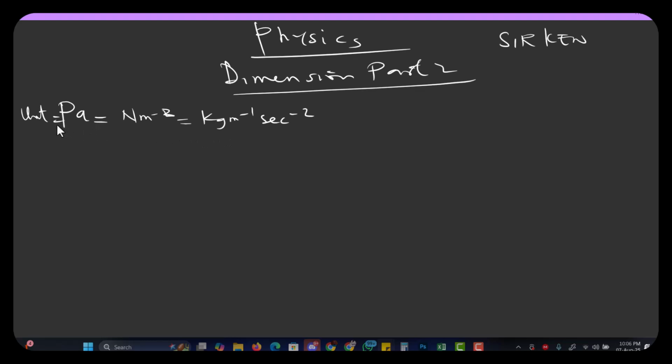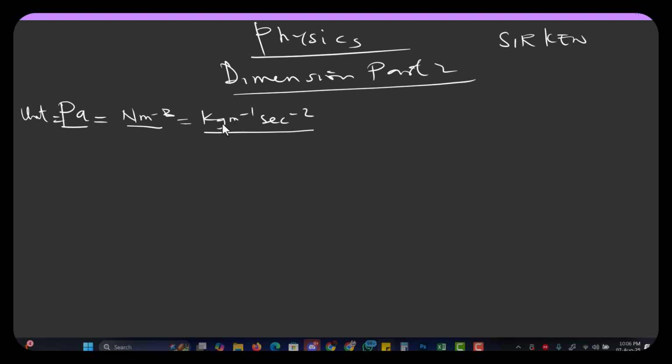Now this is the unit, this is the alternate unit, and this is the basic unit. And we normally use the basic unit of any quantity to get their dimension. Now, why do I call it a basic unit? Because this contains what we call basic units.